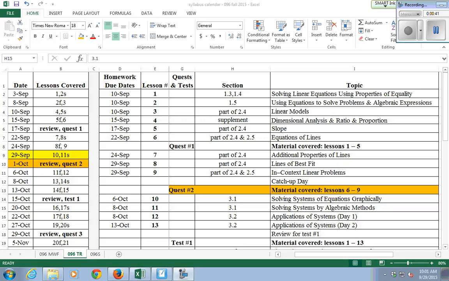And then as you finish the survey, you'll move on to independent review. You'll have a little bit of time to study before you start the quest. And I will come around and answer questions individually.